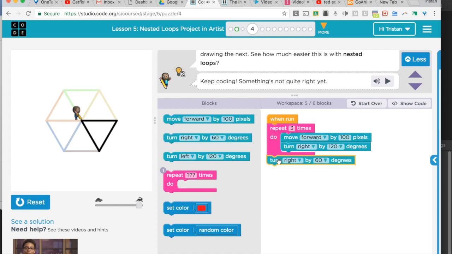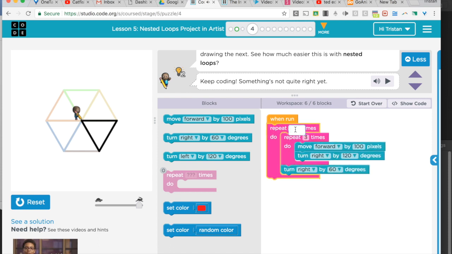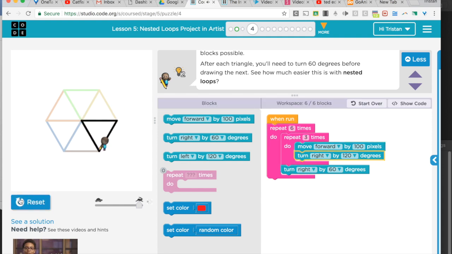But now since I know I'm going to do the same thing over and over again, all I need to do is put a loop around this whole thing because I'm just going to repeat this again and again. Once again, that's called a nested loop. I need to make six triangles to make this work. And that's how we get it done.